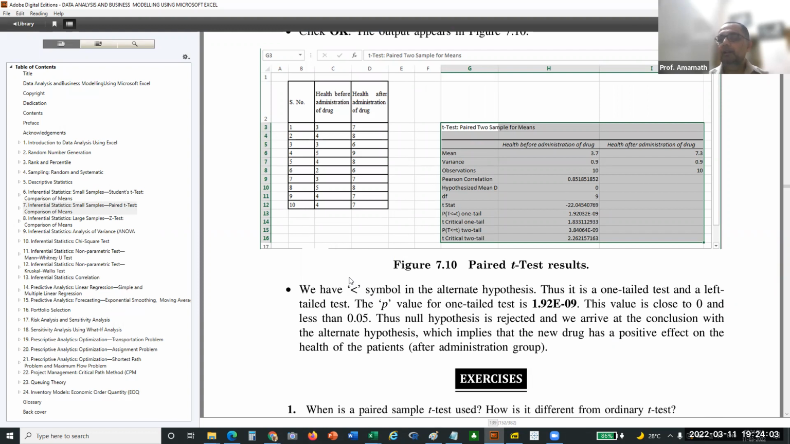See, the author has mentioned that we have a less than symbol in the alternative hypothesis. That's why we studied the inequality so much. Here the value is less than 0.05. The null hypothesis is rejected. We arrive at the conclusion with the alternative hypothesis, which implies that the new drug has a positive effect on the health of the patient. So there is some kind of change, and that is how we try to understand it.